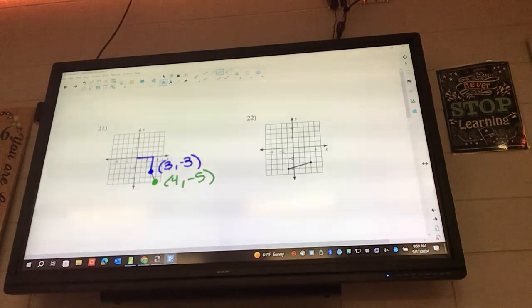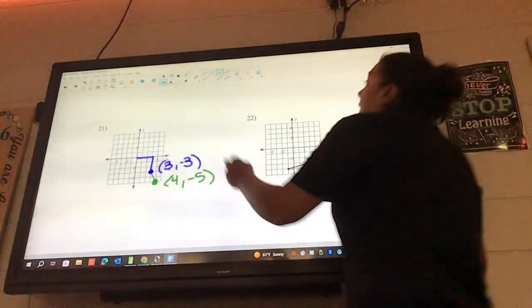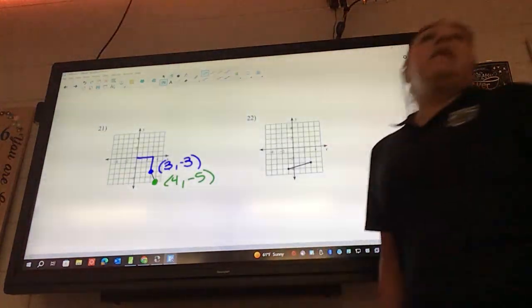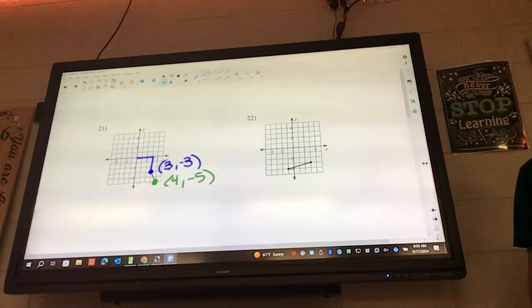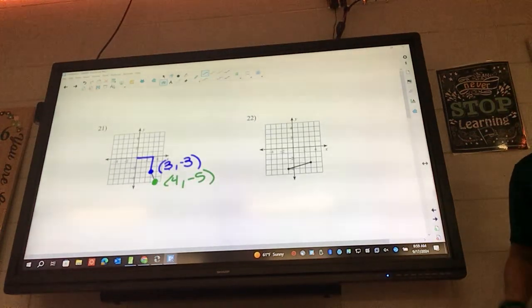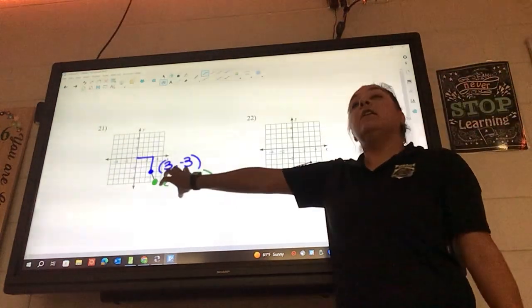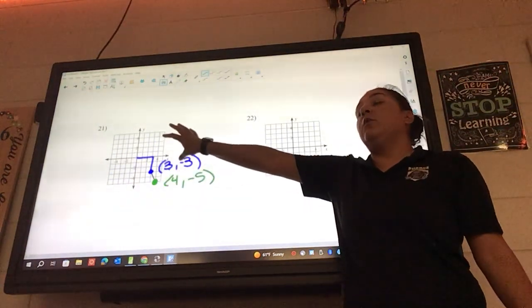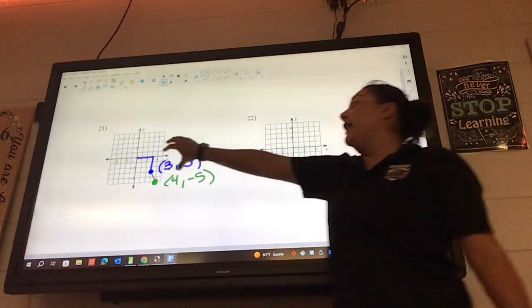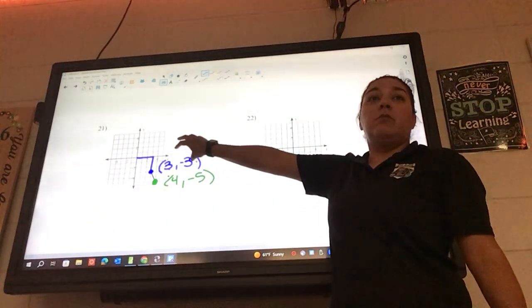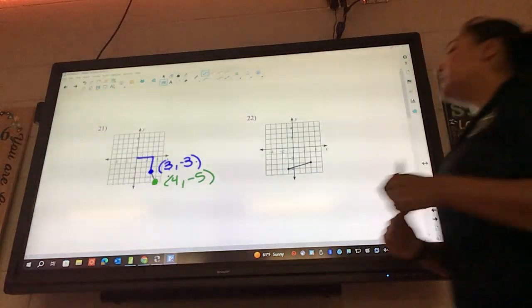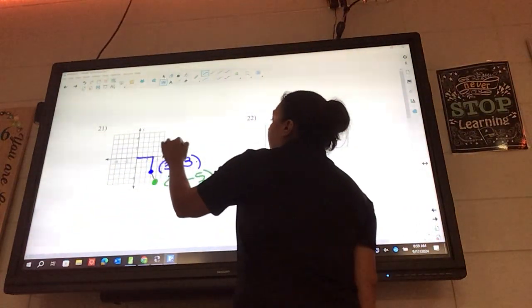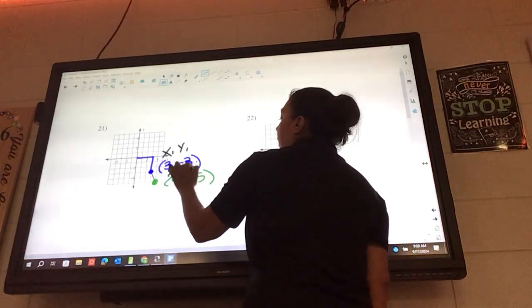From here, you're doing the exact same thing we just did. We're going to label. Which one is going to get labeled X1, Y1? 3 and negative 3. It does not matter if some of you label the green one X1, Y1 and some of you do the blue one. But we can't do an X1 and then a Y2. The ones have to go together and the twos have to go together, and it'll all work out. So X1, Y1, X2, Y2.